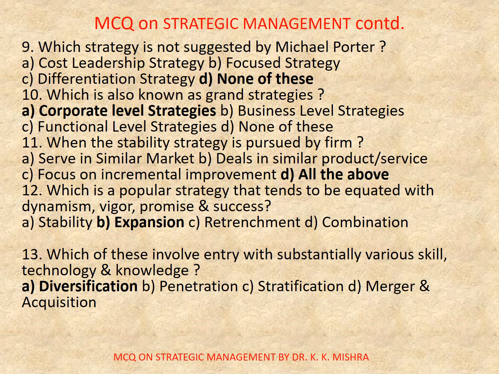12. Which is a popular strategy that tends to be equated with dynamism, vigor, promise and success? A. Stability. B. Expansion. C. Retrenchment. D. Combination. Correct option is B. Expansion.